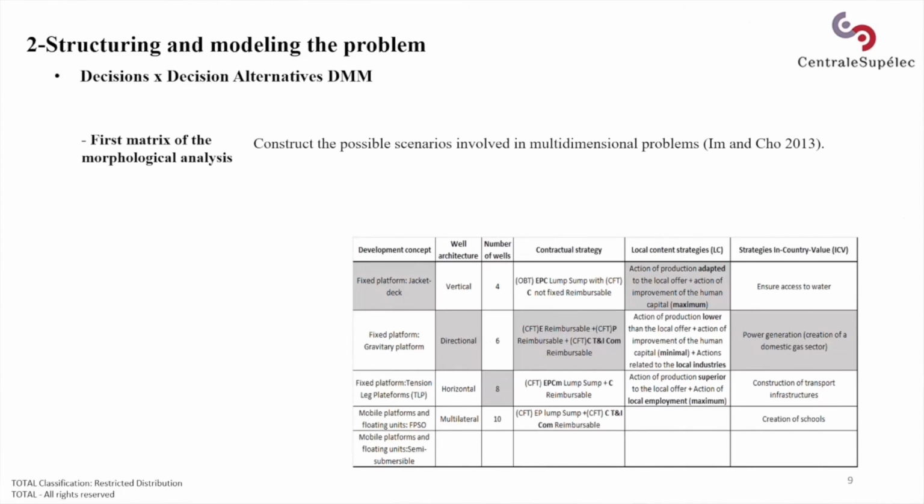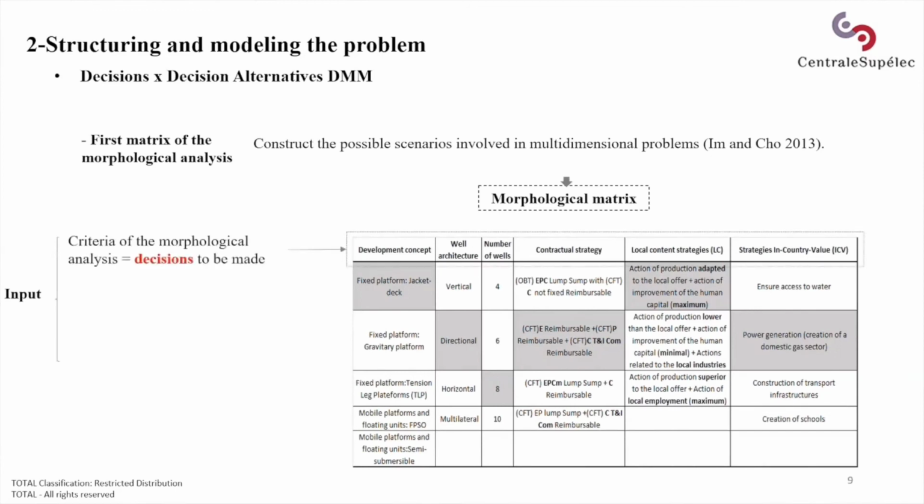It is constructed to generate the possible scenarios involved in the multidimensional problems. In this approach, it is also called a morphological matrix. So, we have as input the columns which present the criteria of the morphological analysis, which in our case correspond to the decisions to be taken, and the rows which present the conditions for each criterion, which in our case correspond to the alternatives for each decision. So finally, to identify a possible scenario, we have to select a single value for each alternative.